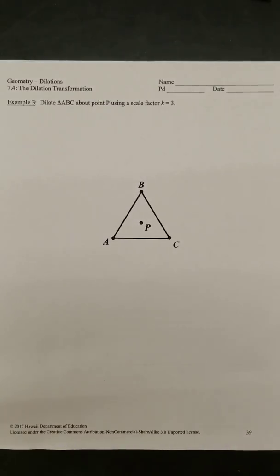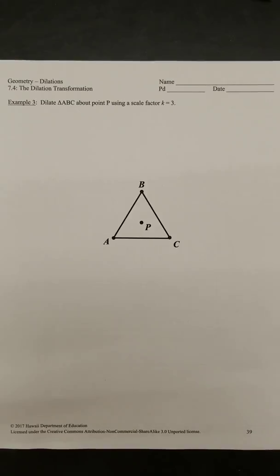All right, this is example 3 for page 39. So over here, we're going to follow this process of we're still dilating this triangle ABC. If you look at example 3, it says dilate triangle ABC about point P using a scale factor of k equals 3. So a couple things happening over here.